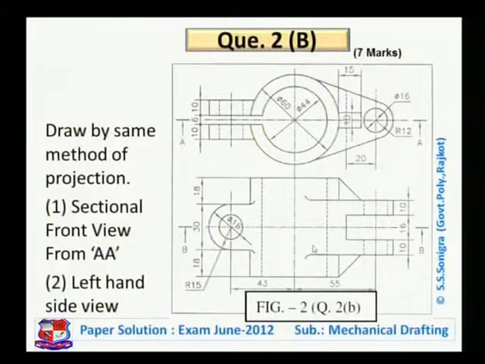Now a new question, question number 2b. Draw by the same method of projection, first the sectional front view from AA dash and the left hand side view.